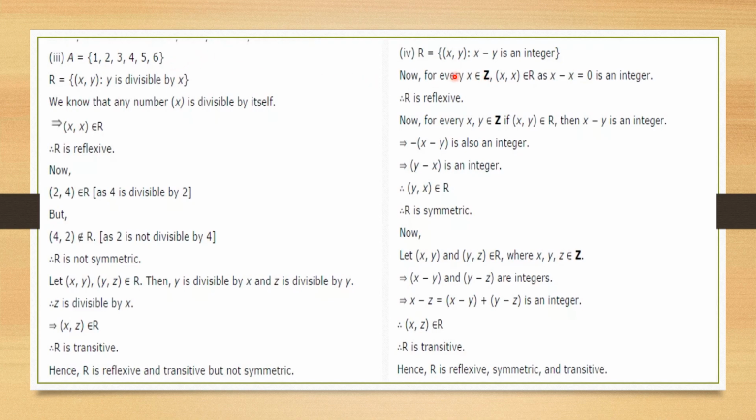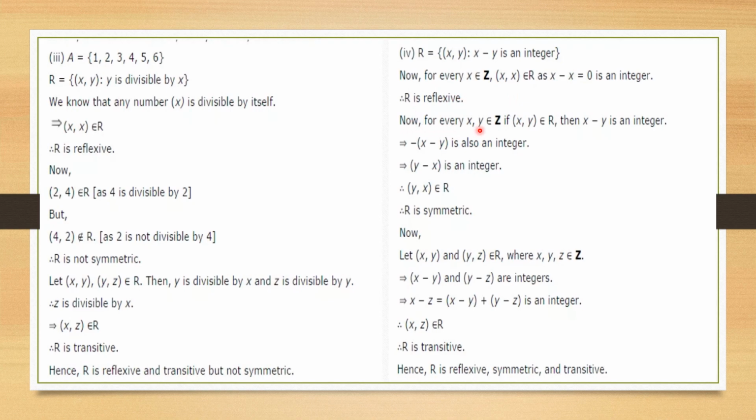For this fourth part, (x,y) such that x minus y is an integer. Now for every x belonging to Z, (x,x) belongs to R. Why? Because x minus x is an integer. x minus x is 0, which is an integer, so R is reflexive.